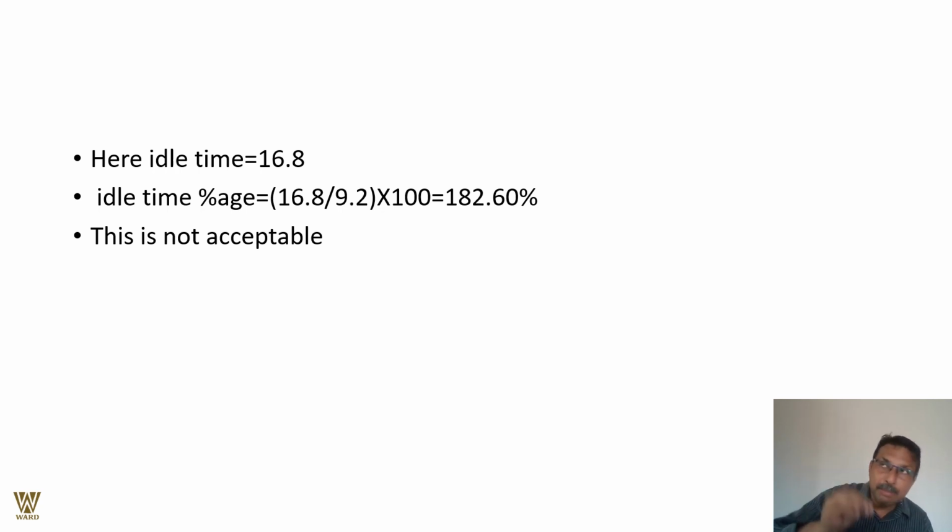Here, the total time is 16 minutes 8 seconds. So the idle time percentage is 16.8 divided by the last time presented by H, 9.2, into 100, which gives an idle time of approximately 182%. That is absolutely not acceptable. Why? When people are loitering a lot, having too much free time rather than productive time, what can be done?